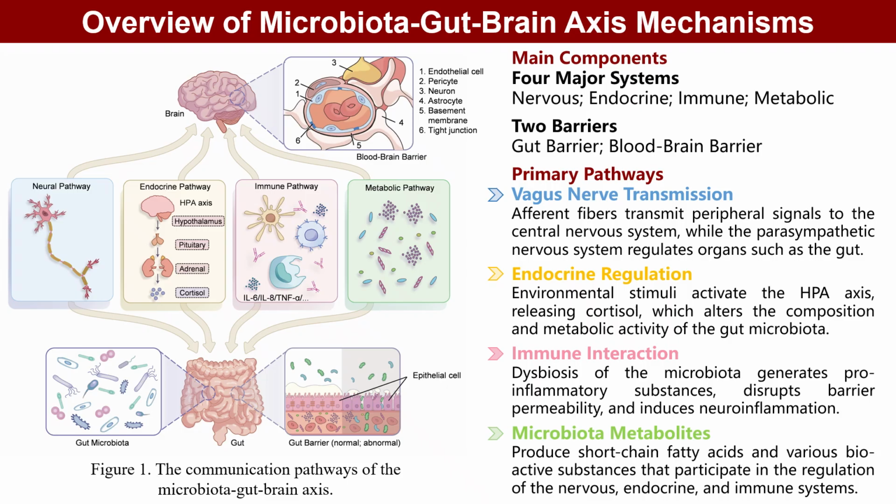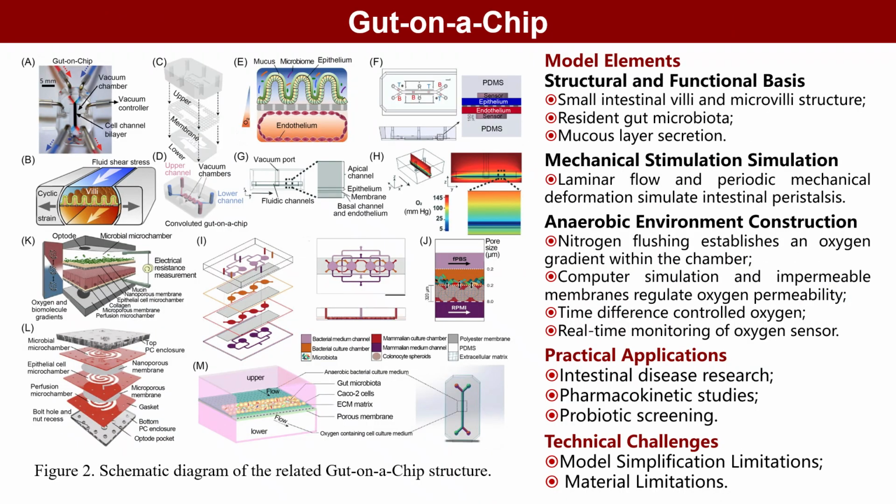Gut dysbiosis triggers the release of pro-inflammatory mediators, which disrupt intestinal and blood-brain barrier permeability to induce neuroinflammation. Microbial metabolites enter the circulatory/lymphatic system or directly act on vagal/spinal afferent neurons, mediating neuroregulation, immune signaling, and blood-brain barrier remodeling. Current gut-on-a-chip mainly relies on synergistic effects of fluid shear stress and mechanical peristalsis to promote intestinal barrier formation.